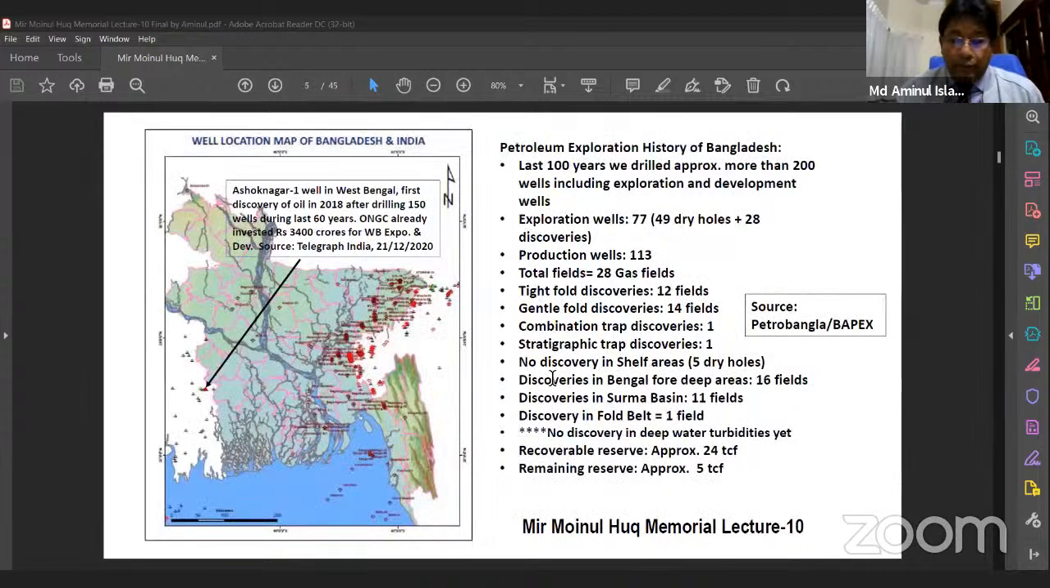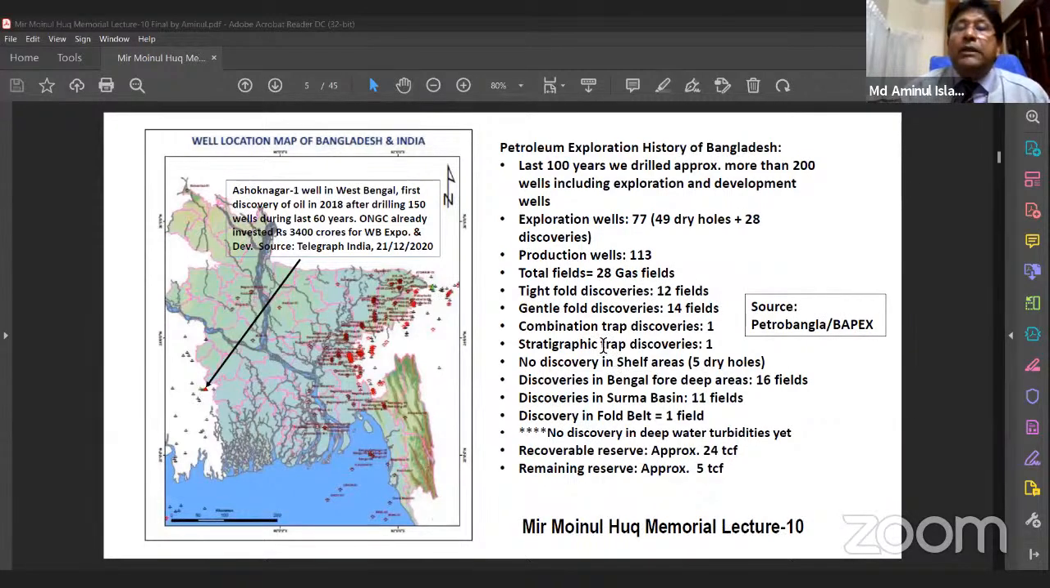So now we come back to our Bangladesh turbidites, because from this presentation, we want to propose a new target of exploration. So in this case, probably we will propose turbidites. Before going to turbidites, let's make an inventory of our exploration activities in Bangladesh.